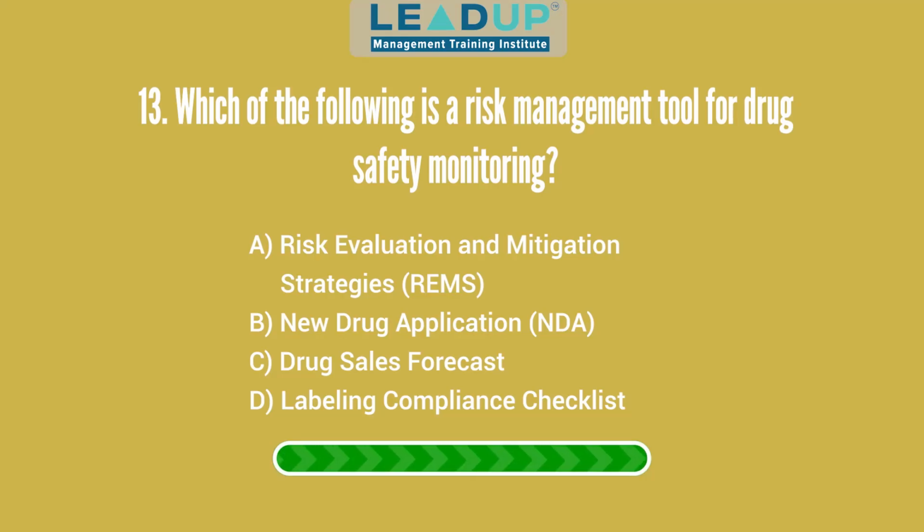Question 13. Which of the following is a risk management tool for drug safety monitoring? A. Risk evaluation and mitigation strategies, REMS. B. New drug application, NDA. C. Drug sales forecast, and D. Labeling compliance checklist. The answer is Risk Evaluation and Mitigation Strategies, REMS.